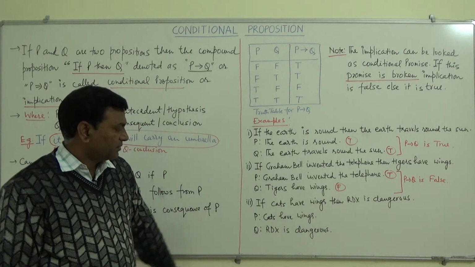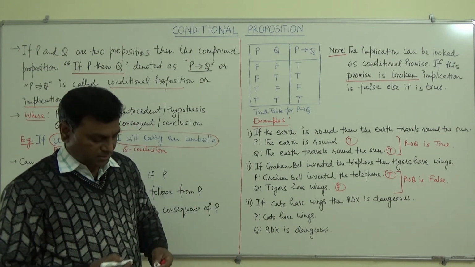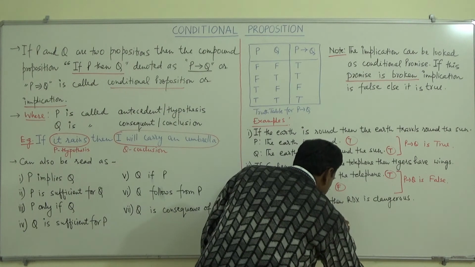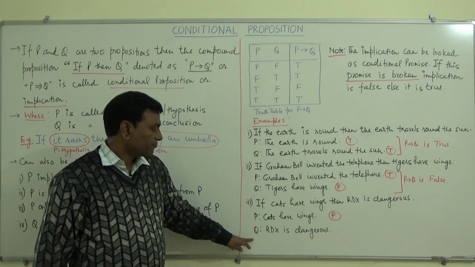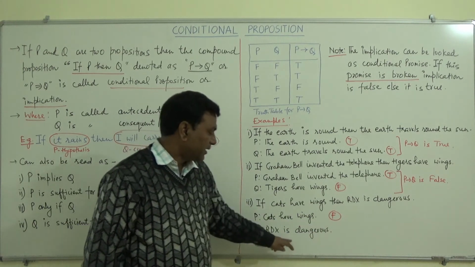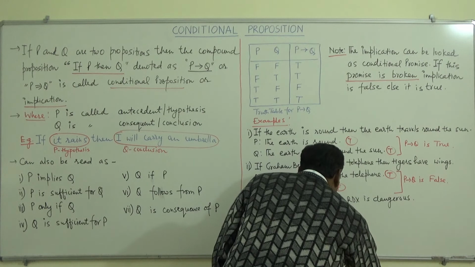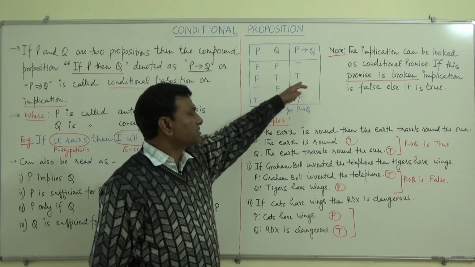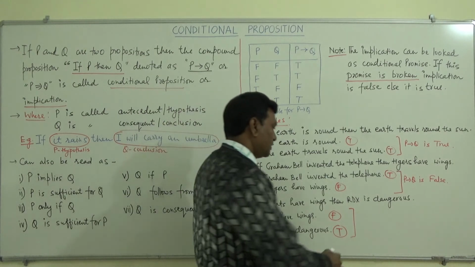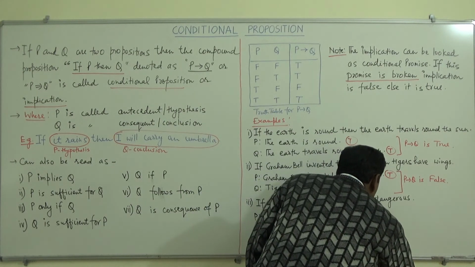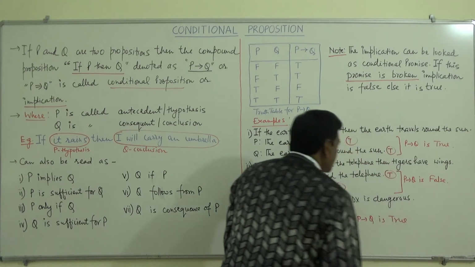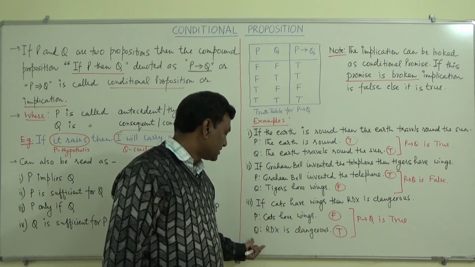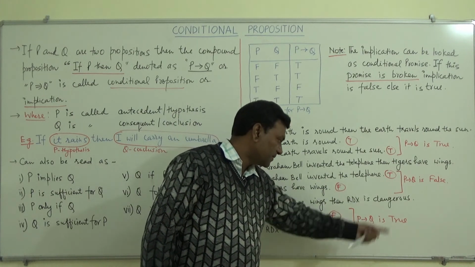Now we can say this P is false because cats do not have wings. And RDX is dangerous, this is true. So the first proposition is false and the second is true. In this case the implication will be true, because P is false, so no promise is broken here. It doesn't matter whether Q is true or false. So P implies Q is true.